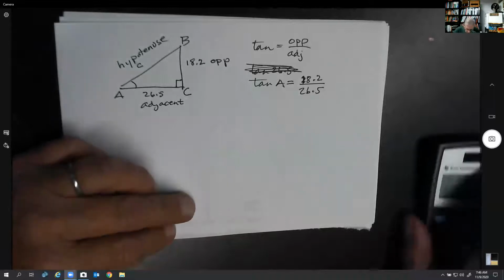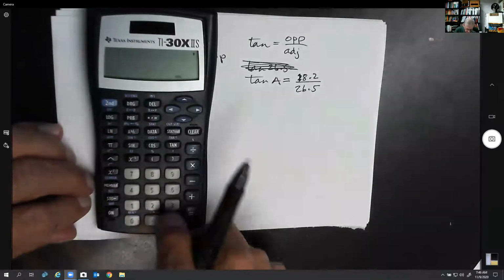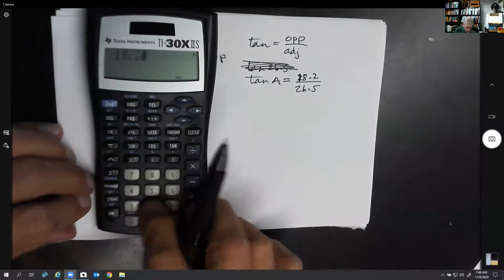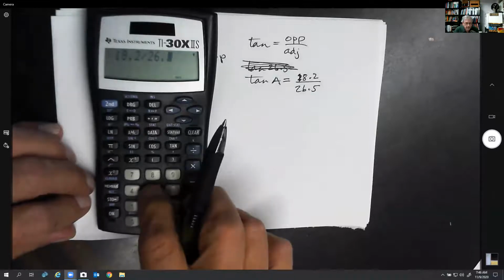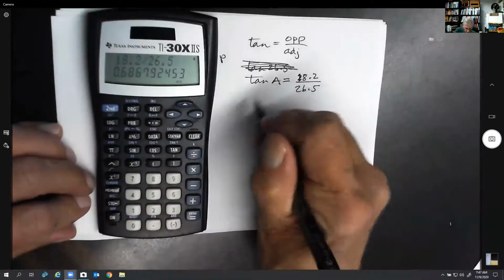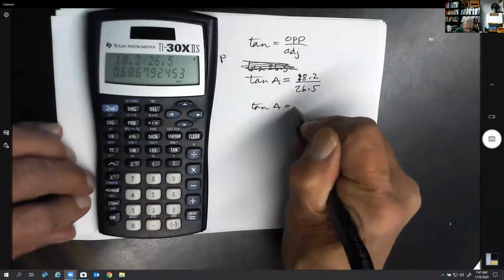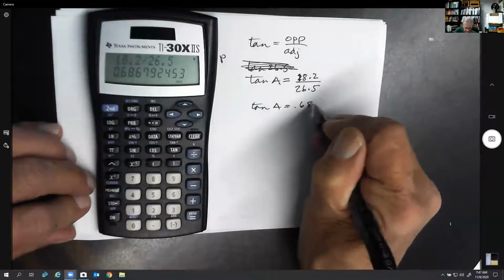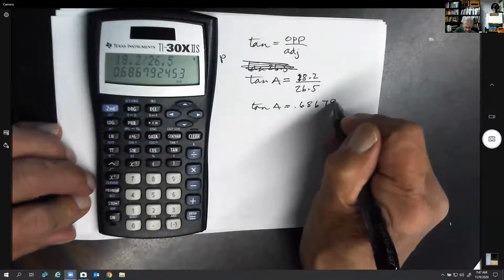So what I'm going to do, I'm going to divide those two. 18.2 divided by 26.5. And that gives me, I'm going to carry this out quite a few places. 0.686. Let's write it down, 79. That'd be pretty close.